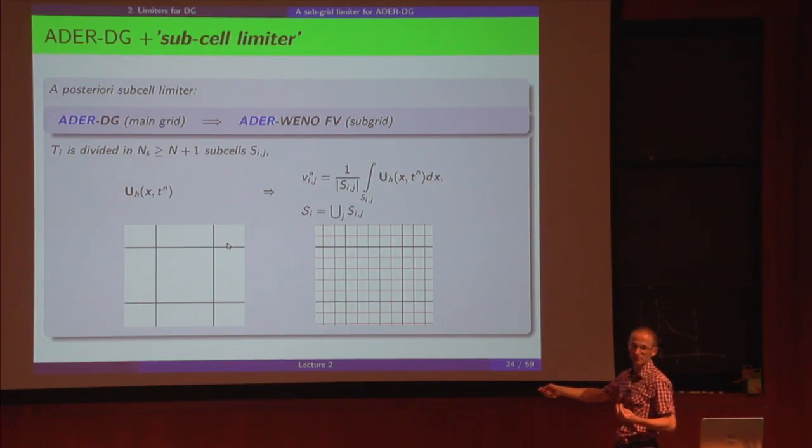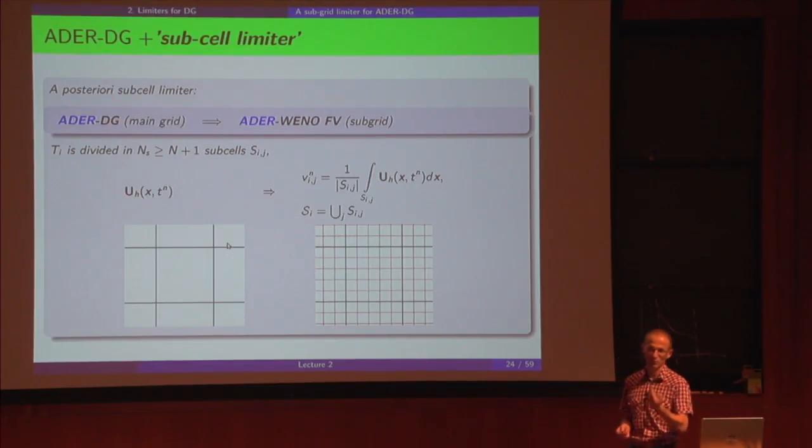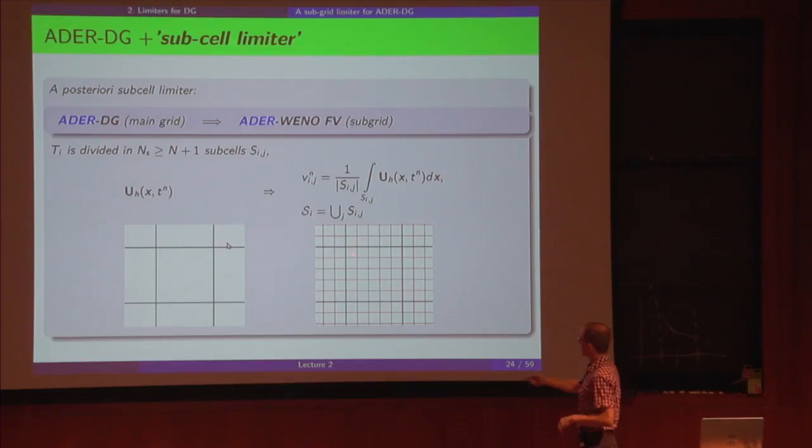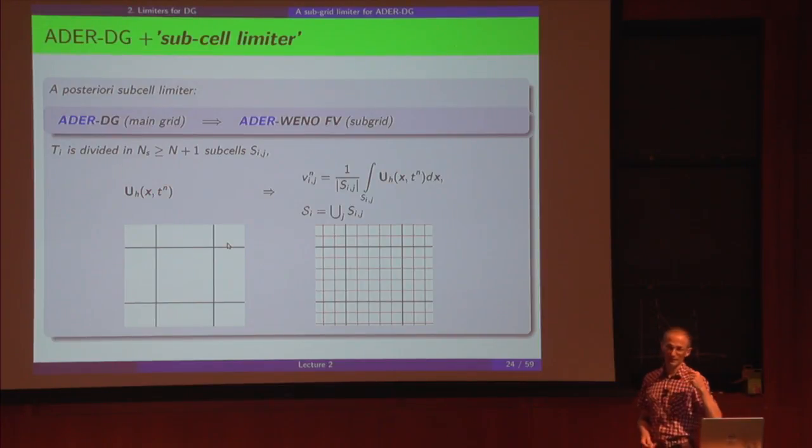How many? Because the DG polynomial has n plus 1 degrees of freedom, I need at least n plus 1 subcells along x, along y, along z. All right, at least n plus 1 subcells on the subgrid. And I will go back to the previous time step, when the discontinuous Galerkin polynomial was still safe, and I will project data as cell averages on the subgrid. Let's see how it works.